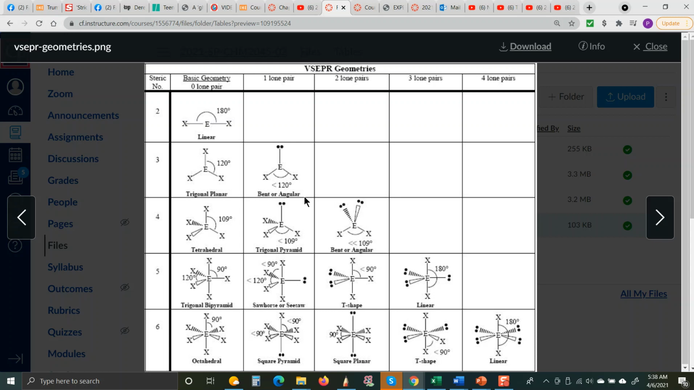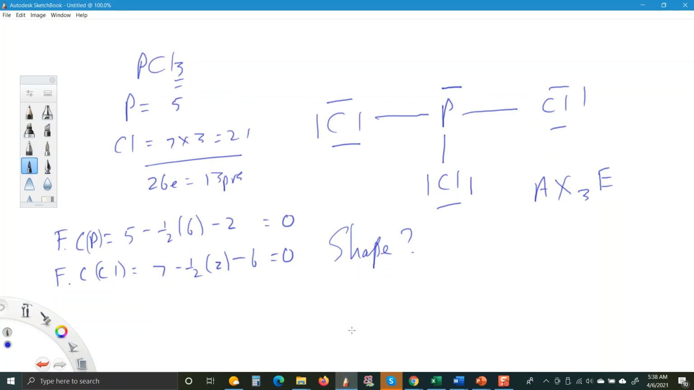So if you go to the table here and look up which shape would be adopted, AX3E, that would be this right here. So the shape here would be trigonal pyramidal, or trigonal pyramid. Therefore, the answer here for this one is that the shape is trigonal pyramid. All right, and that's how you do that.